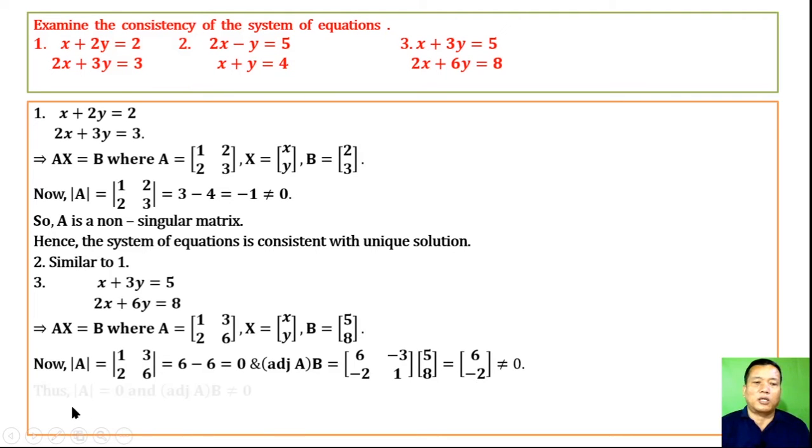Thus determinant of A is 0 and adjoint A into B does not equal 0. The system of equations is inconsistent, having no solution.